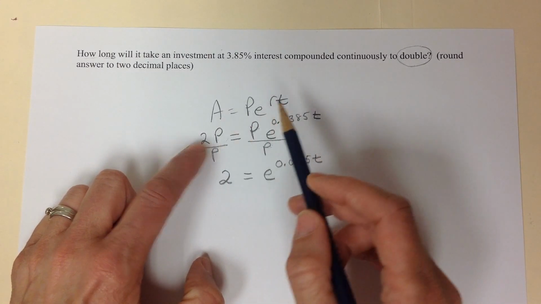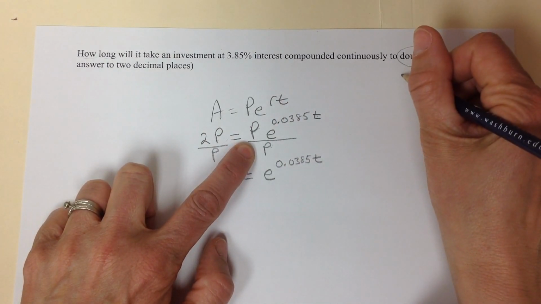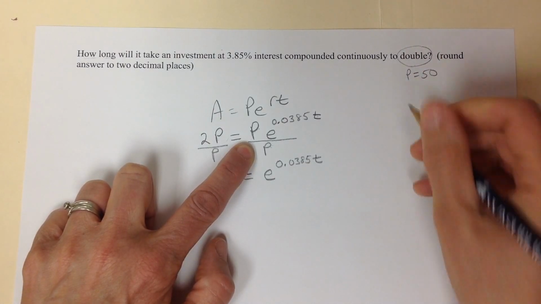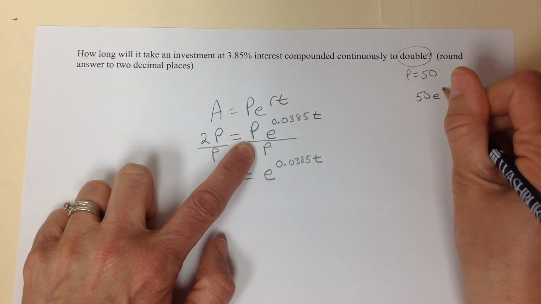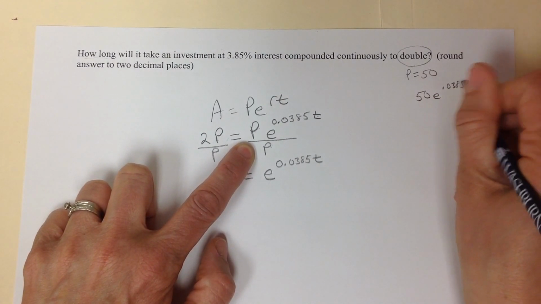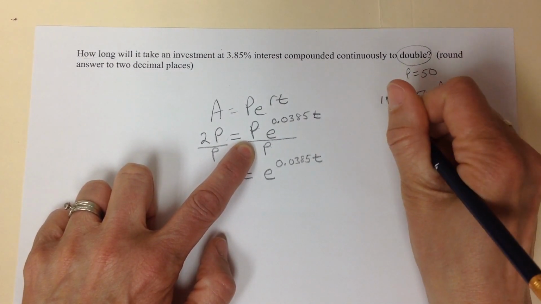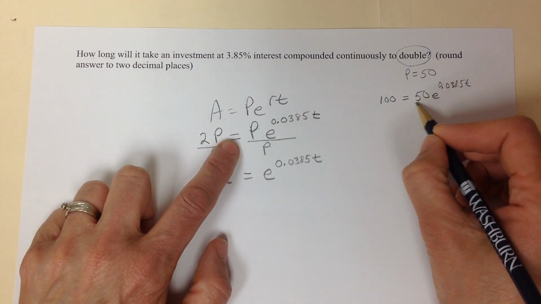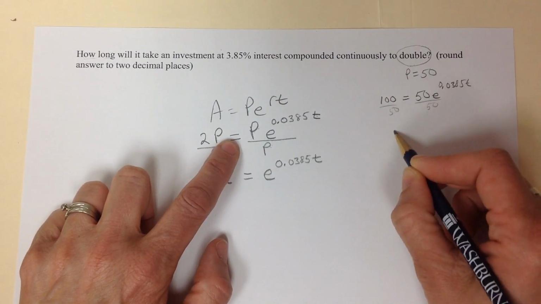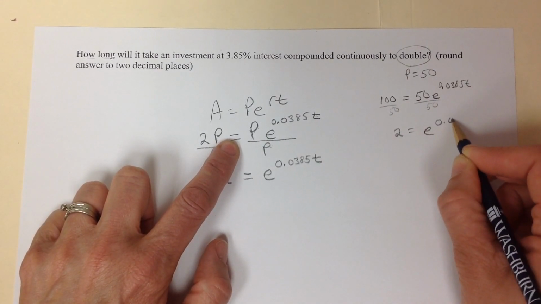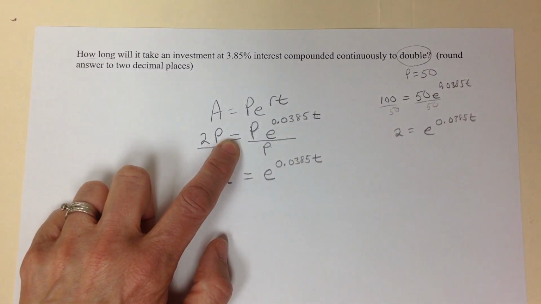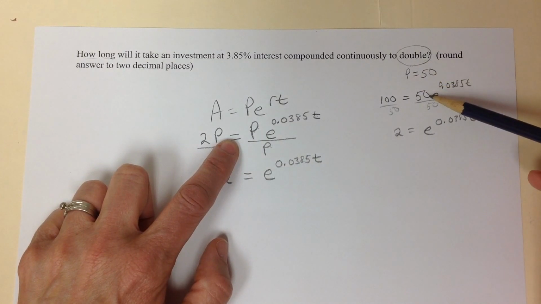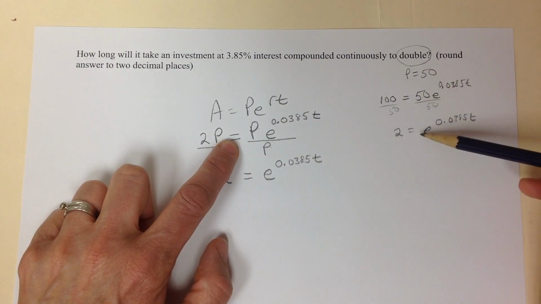If you don't like that, you can pick whatever value you want for P. So like if you wanted to pick P equal 50, then you would have 50e^(0.0385t). The other side, once it doubles, would be specifically 100. But now what would you do for your first step? Divide by 50. Aha! And what do you get? 2 = e^(0.0385t). Okay, so there's another option. Pick your favorite number and just put the double of it over here and then solve.